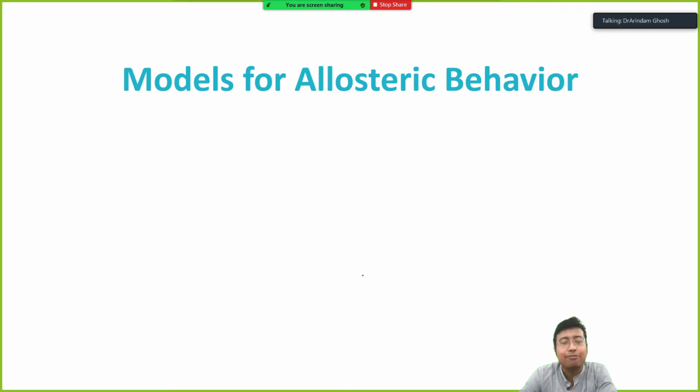How does cooperative binding happen? Many models have been proposed. First, let me tell you, the exact molecular mechanism is still unknown. So even you and I have a chance: if at some point we get interested in hemoglobin, we can look into it, and there's scope for getting a Nobel Prize if you can explain the mechanism of hemoglobin cooperativity.